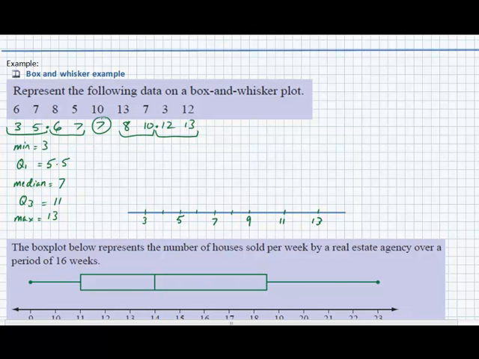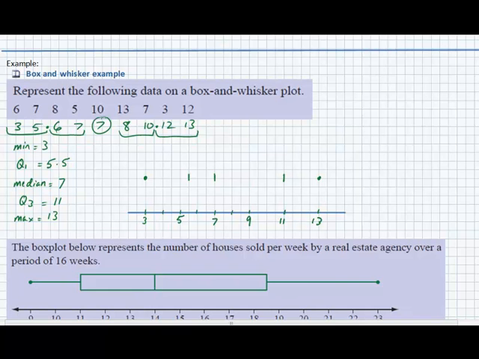Alright, so we have our minimum at 3. It doesn't matter how high above this number line you draw it. Let's just draw our dot there at 3. Our maximum at 13. Then we've got our lower quartile at 5.5. So that would be here. Our median at 7. Our upper quartile or quartile 3 at 11. Alright, that's our 5 numbers.